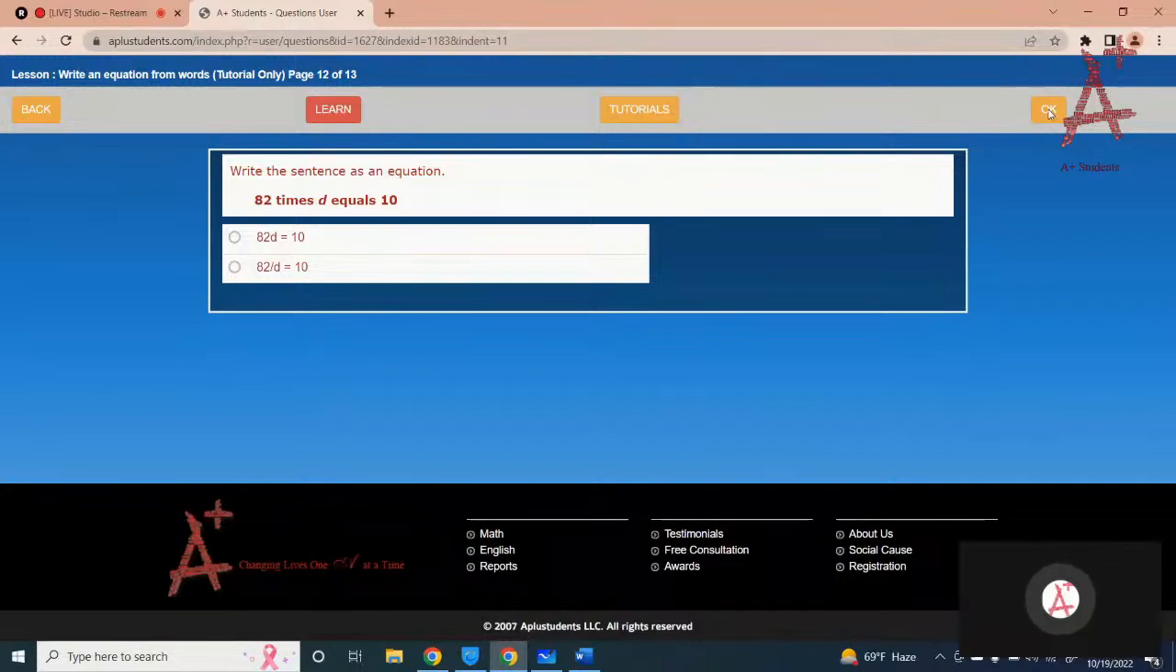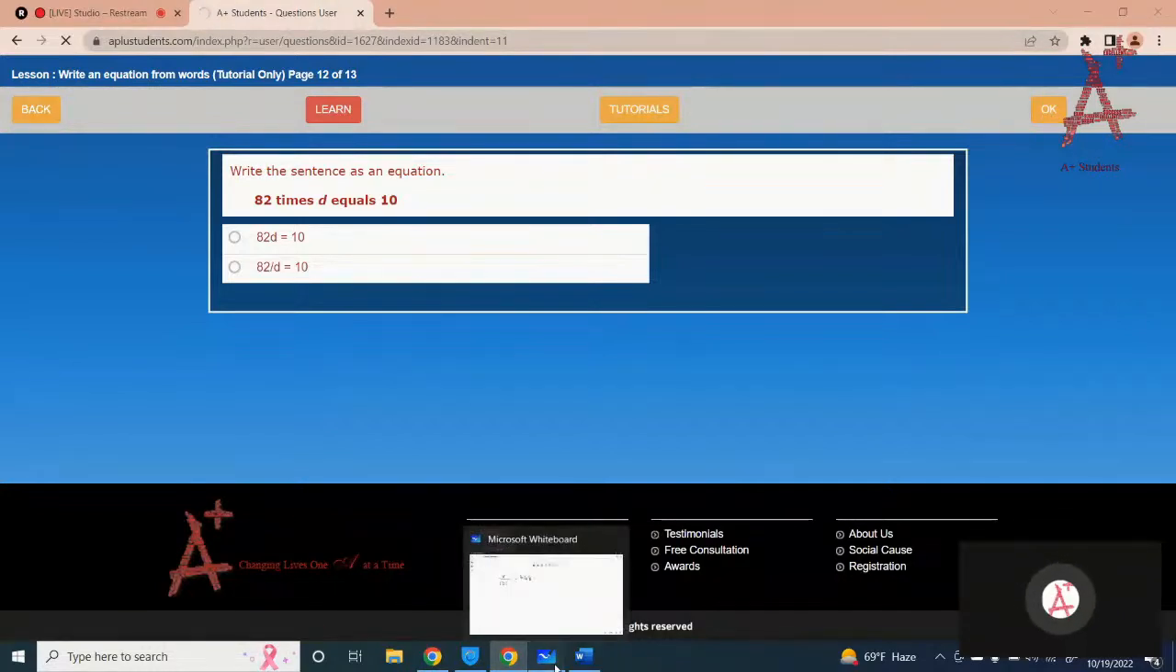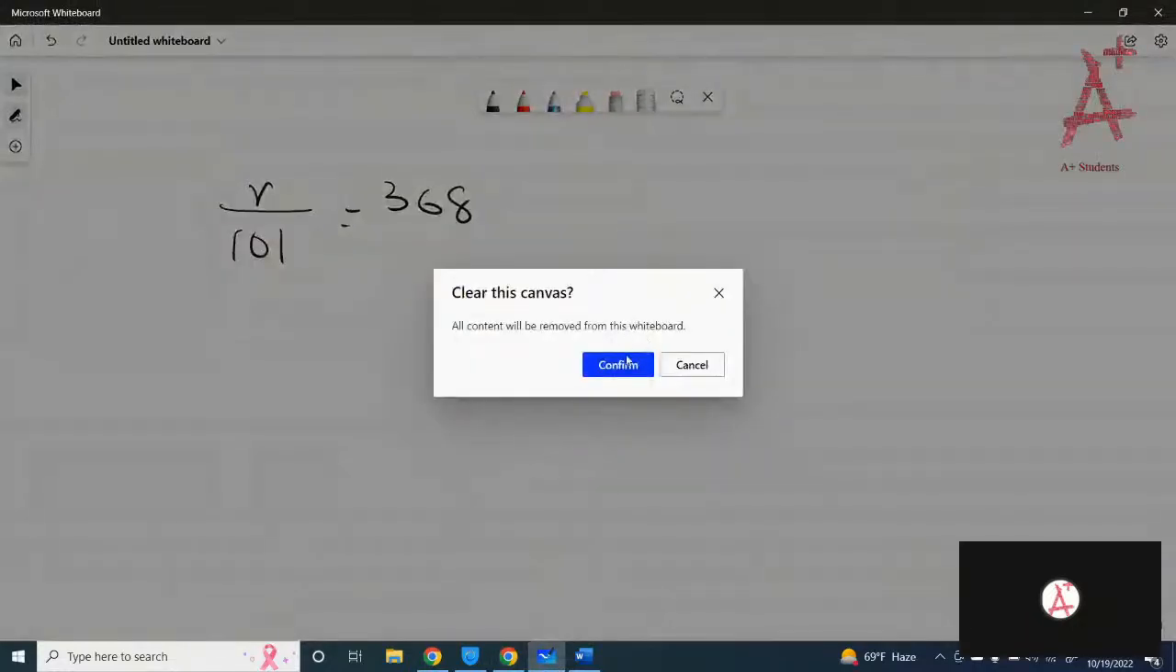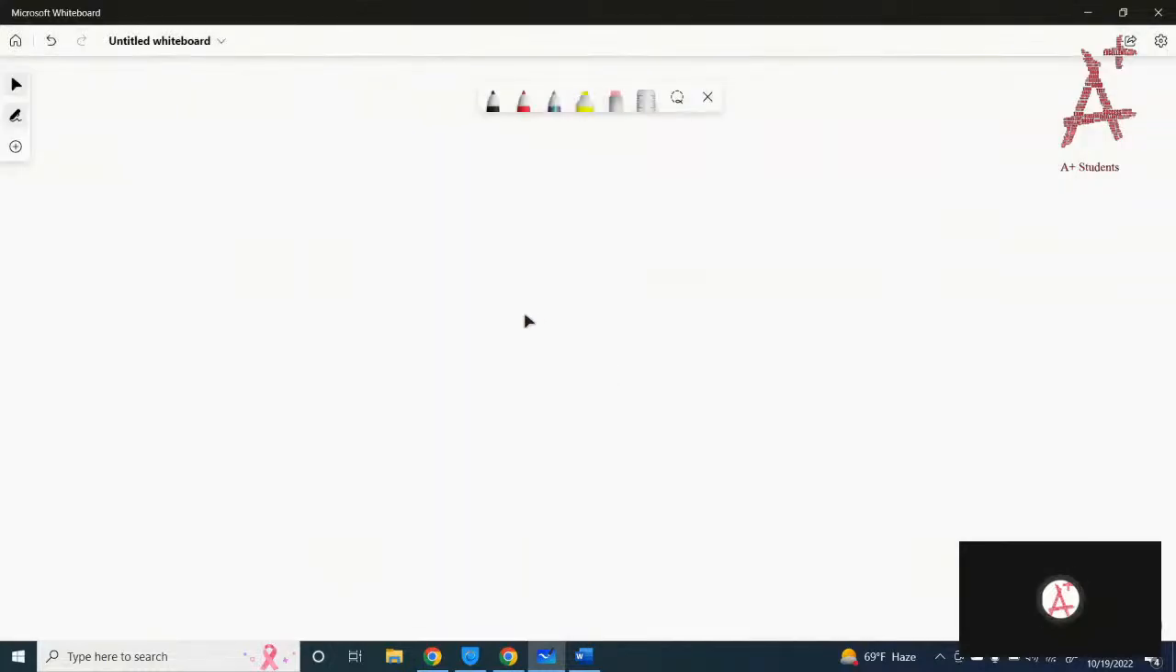I'm just moving on to the next topic, and the next topic is solve one step equations with whole numbers. Let me write down the lesson name on the board. Okay, the lesson name is solve one step equations with whole numbers.